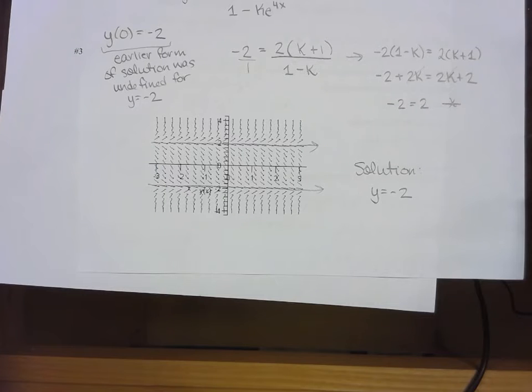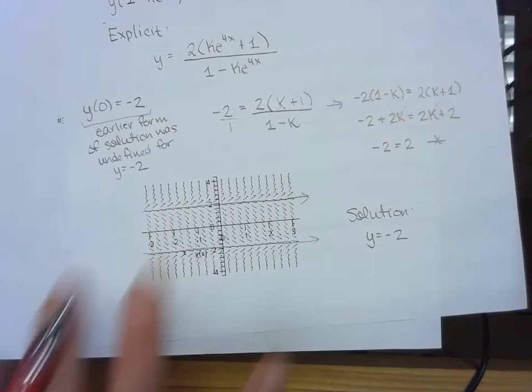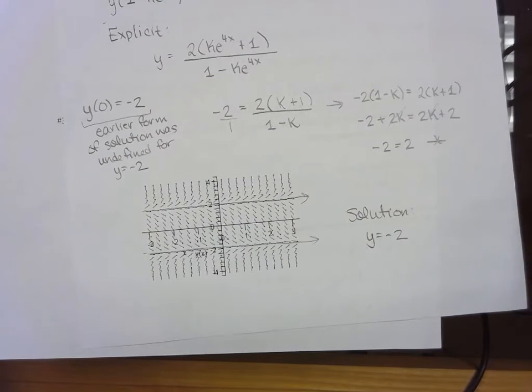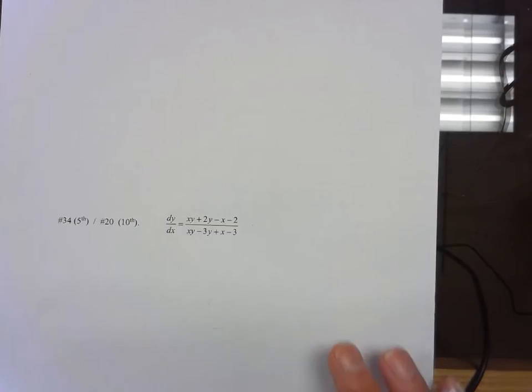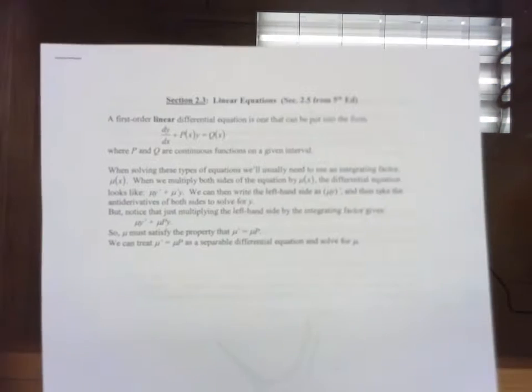So we could have gotten that from the last section, but just for future reference, if you have to find an explicit solution, that's kind of how you go through trying to get the y's isolated. Okay, so that is it for 2.2. So now 2.3.